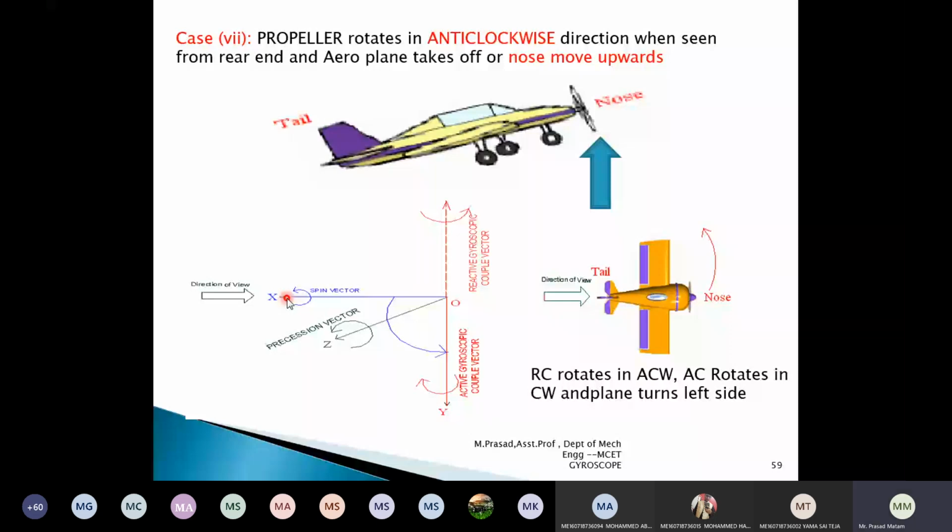So for aeroplane landing and taking off, the pressure vector is coming in the z-axis. You remember the statement? When aeroplane is landing or taking off, we are getting the pressure vector in z-axis. When it is taking off, pressure vector is coming in the negative z-axis. When it is landing, pressure vector is coming in the positive z-axis. You can see the earlier diagrams.